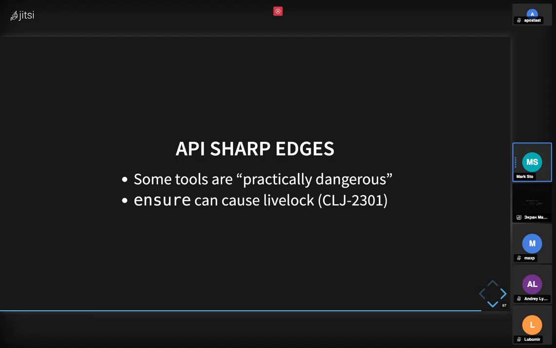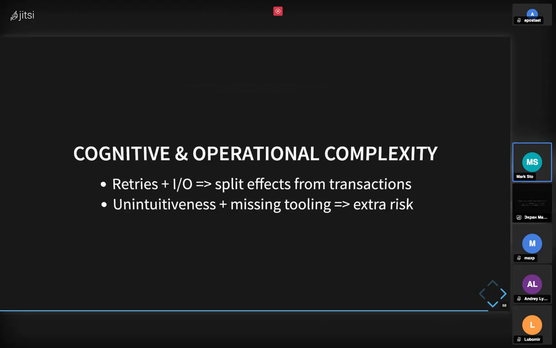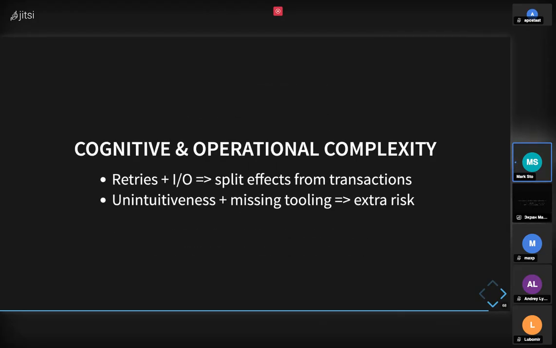Like with atoms, you can simply deref an atom, and here's your whole snapshot of the state at this moment in time. With concurrent transactions under STM, it's again not that simple. You find yourself in a rather hairy situation. So even inside STM, there are elements that formally fit the model, but are dangerous in practice. And there is also cognitive and operational complexity that follows.